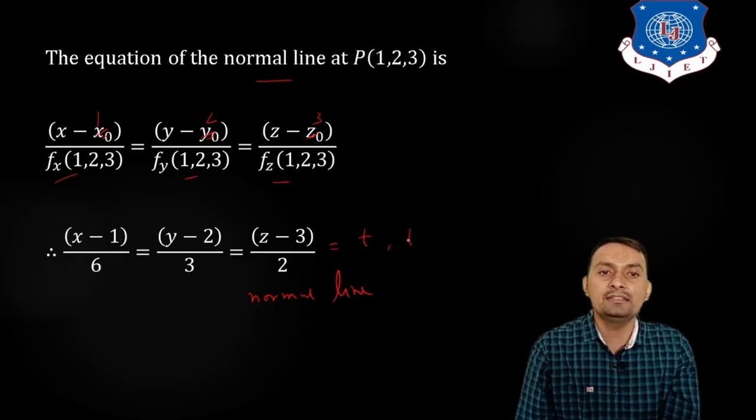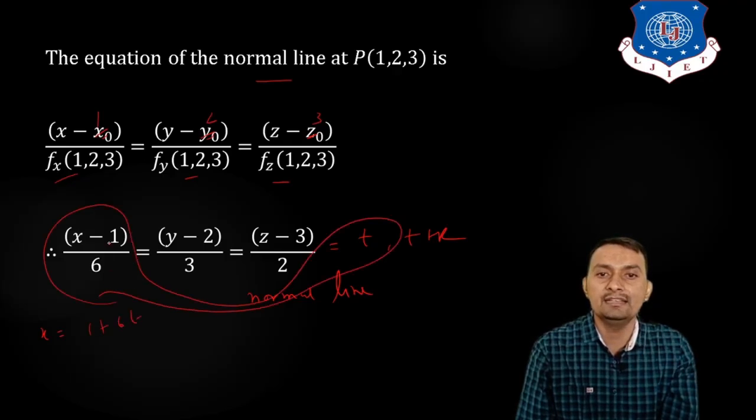Sometimes you may write t belongs to R. So in that case, you can say x is equal to 1 plus 6t. Just compare with this one, and you will get the minus 1 on the right hand side, so plus 6t. y is equal to 2 plus 3t, and z is equal to 3 plus 2t, where t is nothing but a real number, and that is also what you can mention as the normal line.